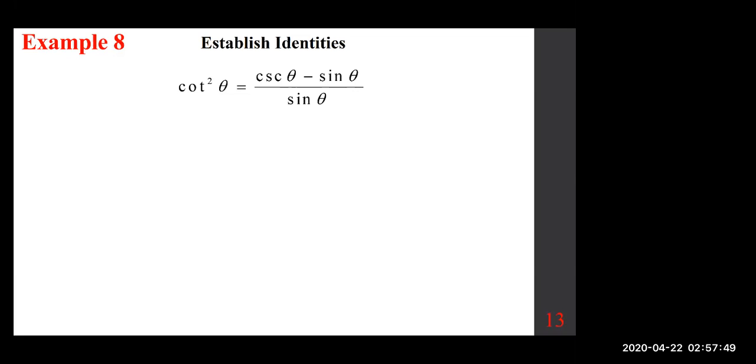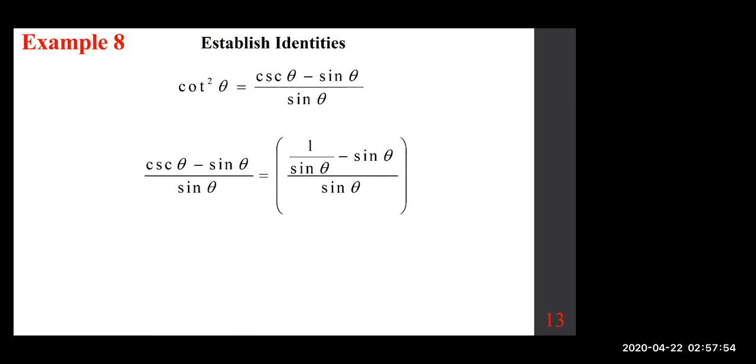Everything is fine except cosecant. We change it to 1 over sine. So in fact, instead of that, you can even write RHS for me. Again, if you were doing, let's say, an exam, you could say RHS, right-hand side equals that. That's fine, because I want you to save time. This is a complex fraction.